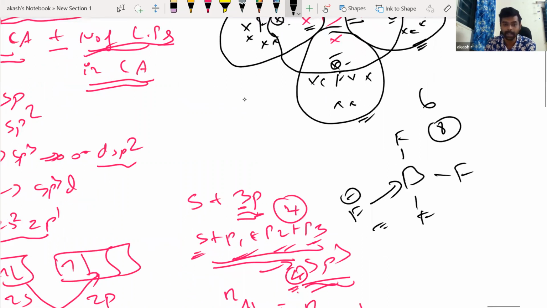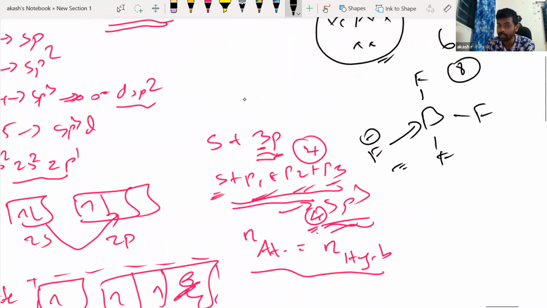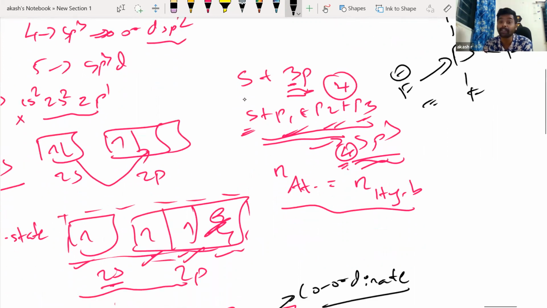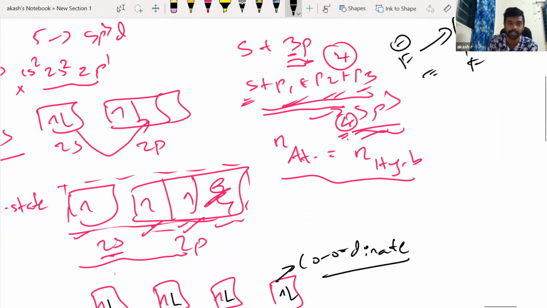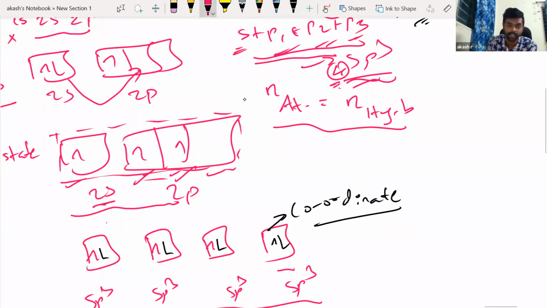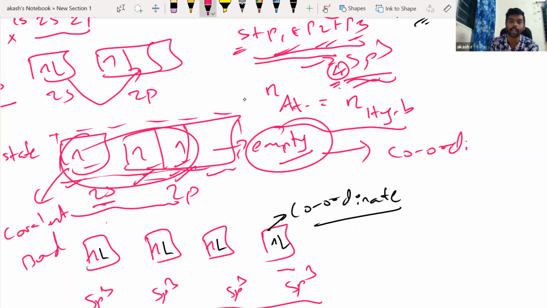Now, if you look at the hybridization, there is actually a connection between the number of coordinate bonds and the number of hybrid orbitals. Not just the hybrid orbitals, but the number of empty hybrid orbitals. Look at this: in one of the hybrid orbitals, it was empty, and all the others had 1, 1, 1 electron. These normal 1, 1, 1 electrons are going to form normal covalent bonds. Now this empty hybrid orbital is the one which is going to take part in the coordinate bond.